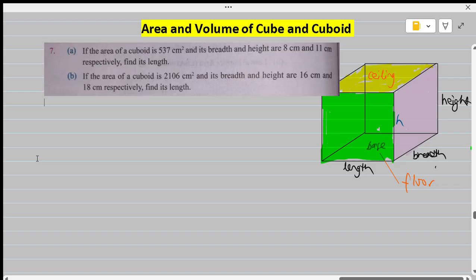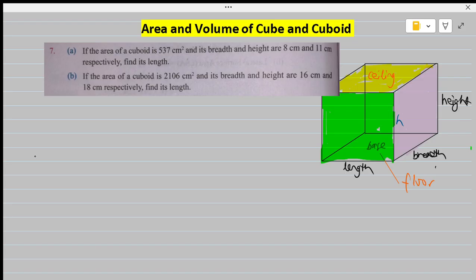Okay, so what's here in 7? Let's see. It's also very similar to number 6, right? So here we are given the area of the cuboid, and the breadth and height are given, and we are asked to find the length. So I'm doing number 7.